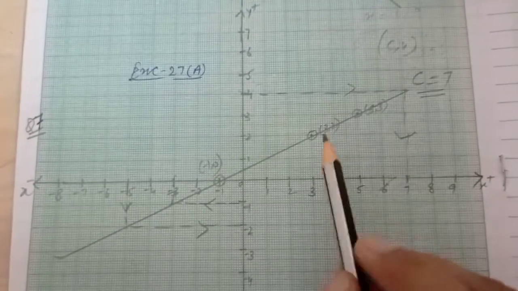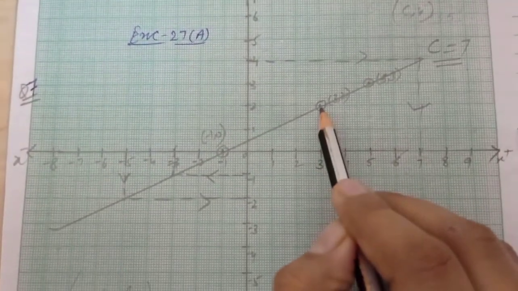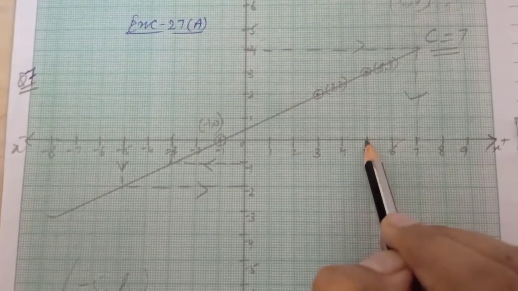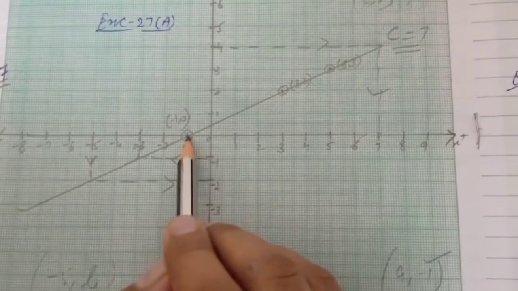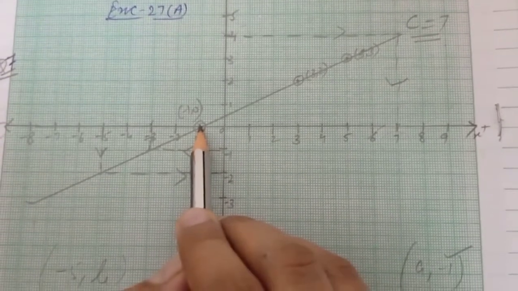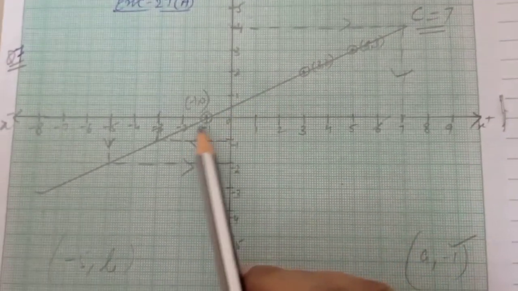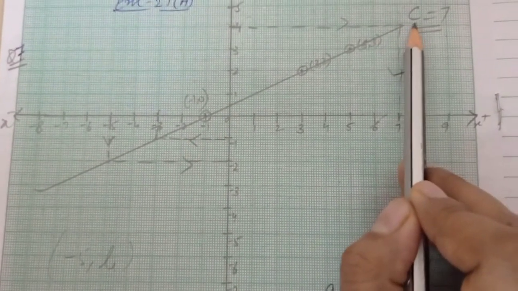Look children, first I plotted 3 and 2. Then after that, 5 of x and 3 of y I have plotted over here. Then the next value is -1 and 0, that is over here. Then you have to join them with the scale, and the line is joined.